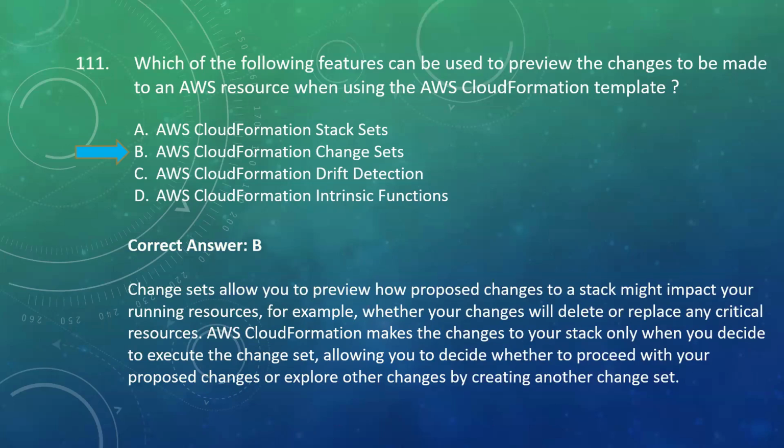Change sets allow you to preview how proposed changes to a stack might impact your running resources. For example, whether your changes will delete or replace any critical resource. AWS CloudFormation makes the changes to your stack only when you decide to execute the change set, allowing you to decide whether to proceed with your proposed changes or explore other changes by creating another change set.